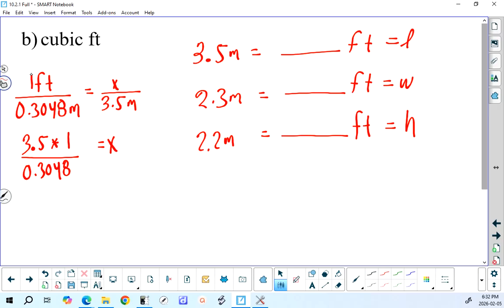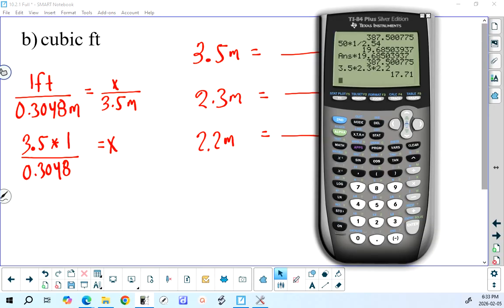So when we do the same thing with the 2.3, we're just going to change the 3.5 in our calculation to 2.3. It's not a big deal. And maybe what I'm getting at is it shouldn't be taking you very long to do conversions at this stage of the game.